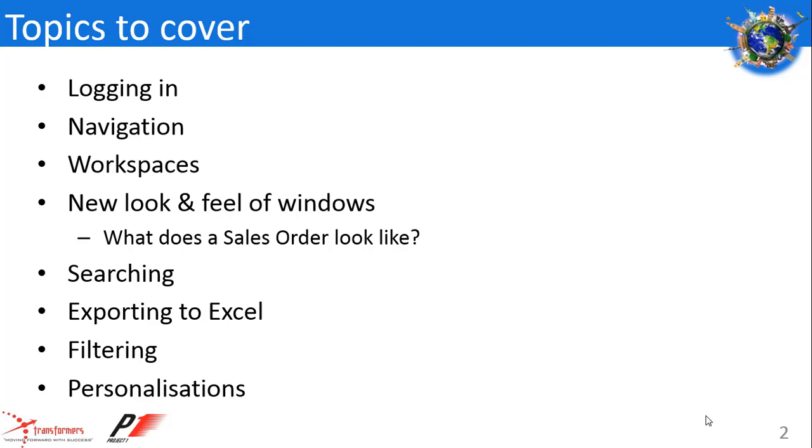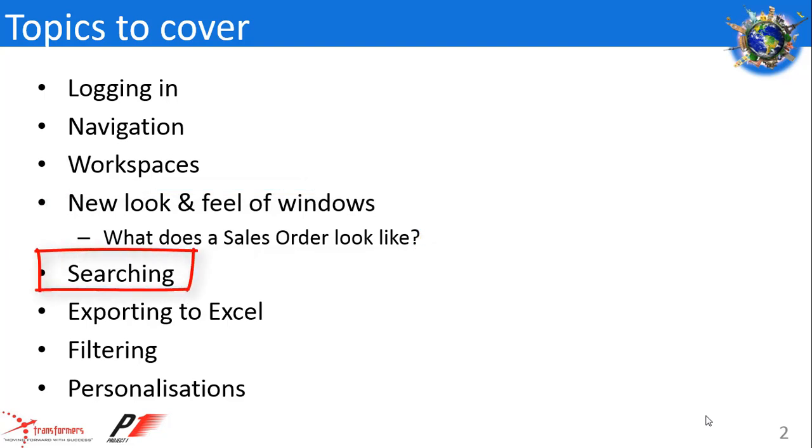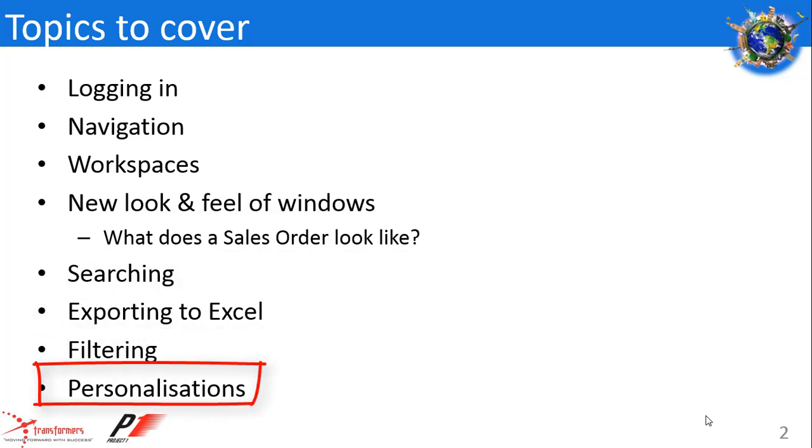So what are we going to cover in this session? I've just got a bit of a list here that we're going to run through. So I have how to log in, a bit on navigation, all about workspaces, and then the new look and feel of Windows. This is really going to be the biggest change for a lot of us to get used to. So I am going to run through what a sales order will look like in this new version, and a couple of other key pointers about navigating through with this new look and feel. Then I'm going to cover searching, how to export, and how to filter in the new world, and then just a little bit on personalizations.